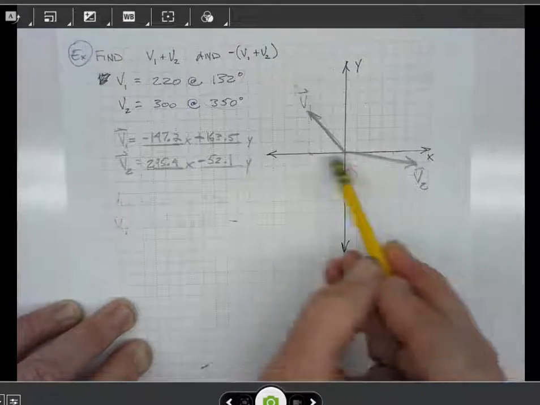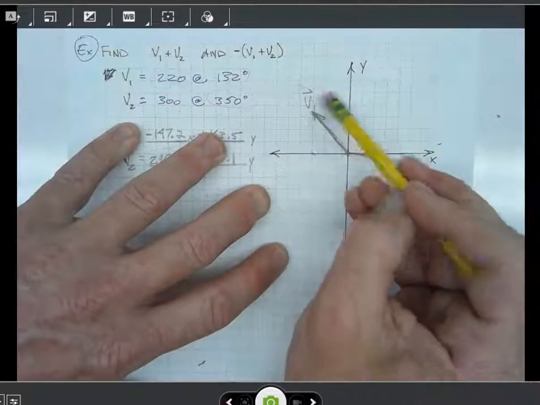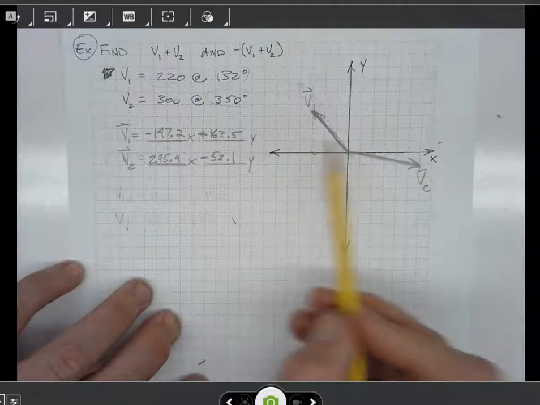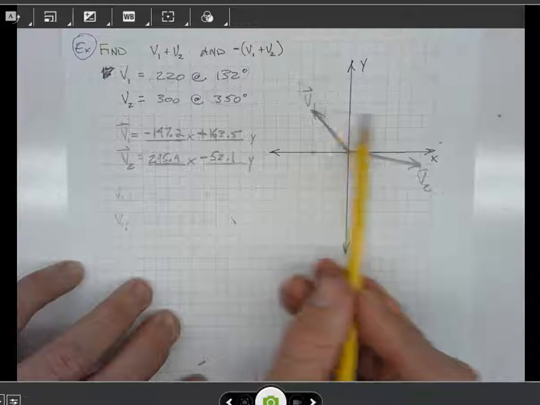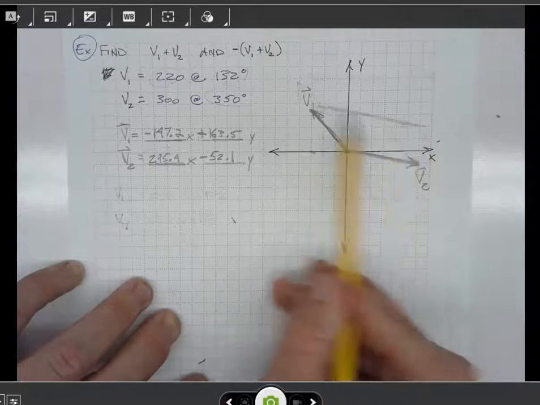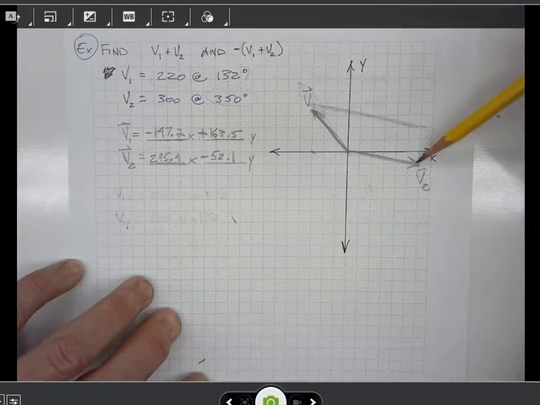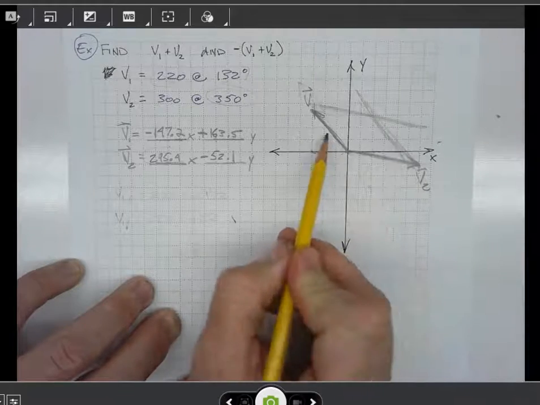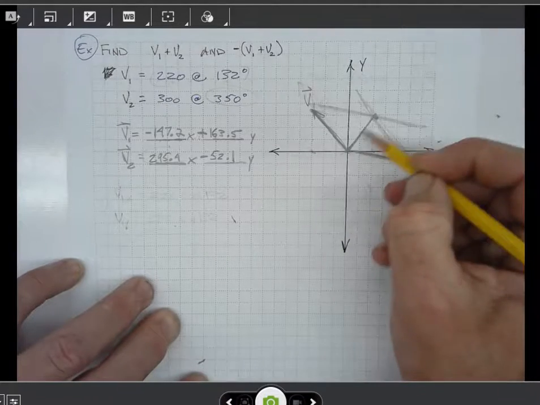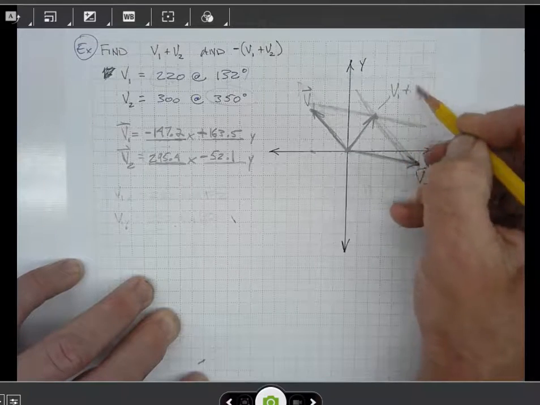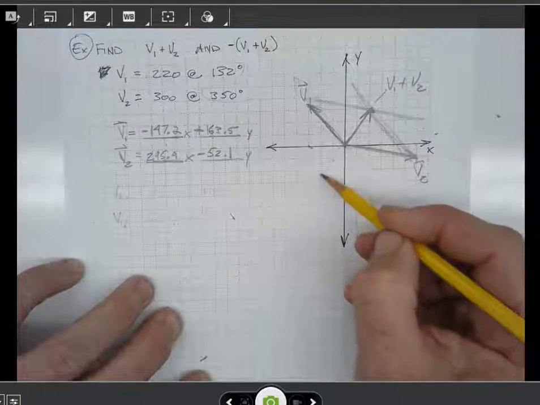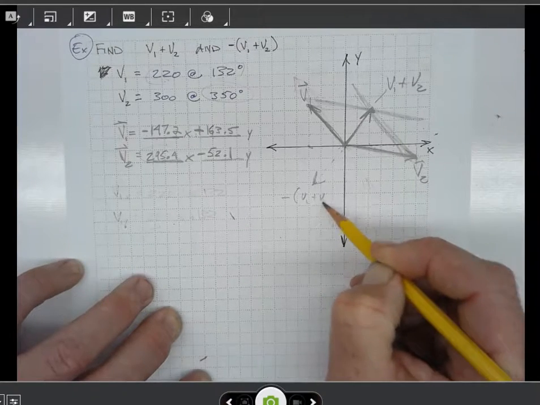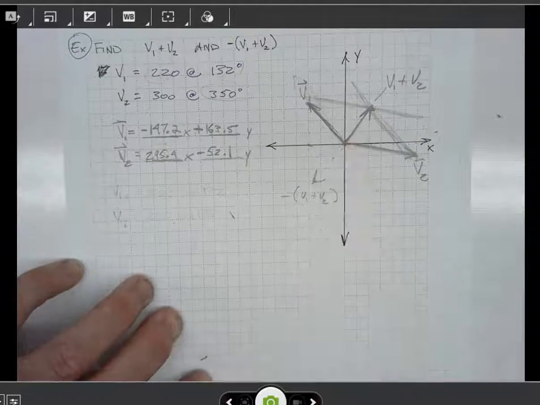So when we add them, what will we expect to get? Well, let's sketch the parallelogram. So this would be down, like, say, here, parallel to that side. And then over here, I'm going to sketch a line that's parallel to this one. And wherever they meet is approximately where I would expect V1 plus V2 to be. And of course, in the other direction, same length, would be the opposite of V1 plus V2. So I would expect something in the first quadrant here for my answer.